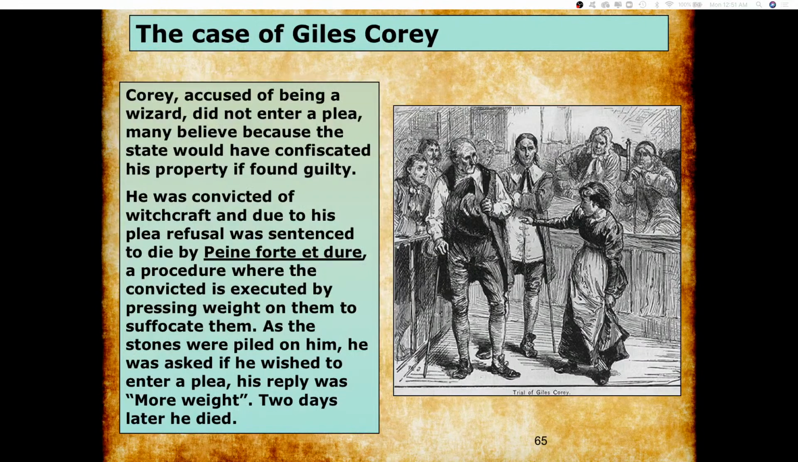in the case of Giles Corey, which is the one person who was pressed to death by stones, he's going to be a unique case in the Salem witch trials. So he's accused of being a wizard. His wife was accused of being a witch, and he played a part in her accusal. But anyways, he did not enter a plea. So he didn't say he was innocent or guilty. He just basically didn't say anything. And that was his defense.